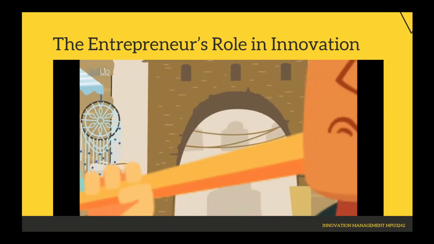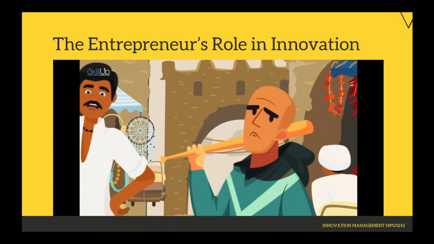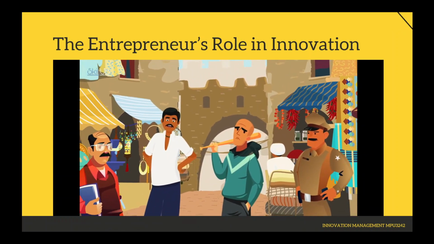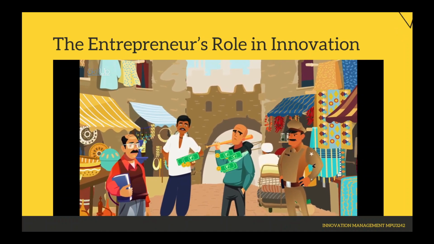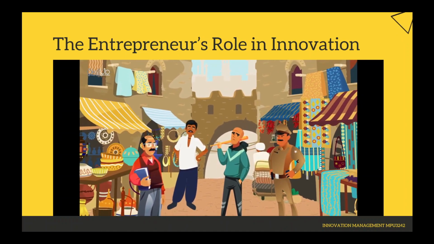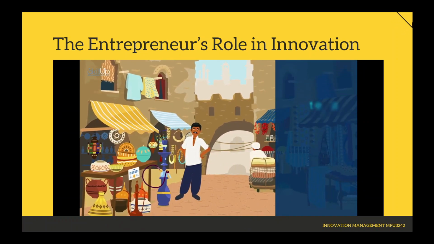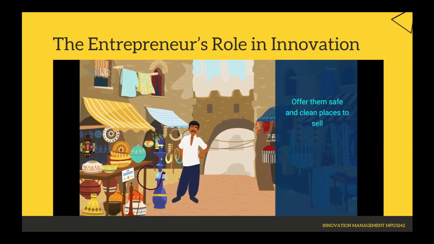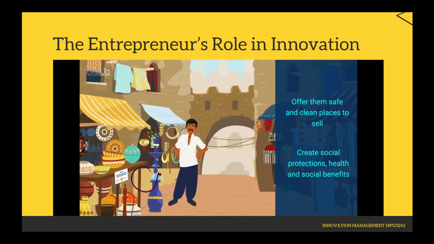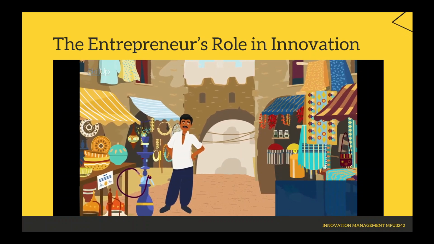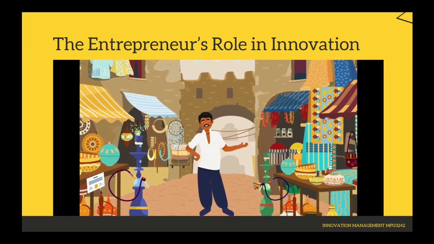In many Asian cities, street vendors face harassment from political goons, police, and municipal officials. They often have to dole out hefty bribes to avoid such harassment. Governments can form regulations to give licenses to street entrepreneurs, offer them safe and clean places to sell, and create social protections, health, and social benefits. Such frameworks can ensure that street entrepreneurs can focus on scaling up their business.